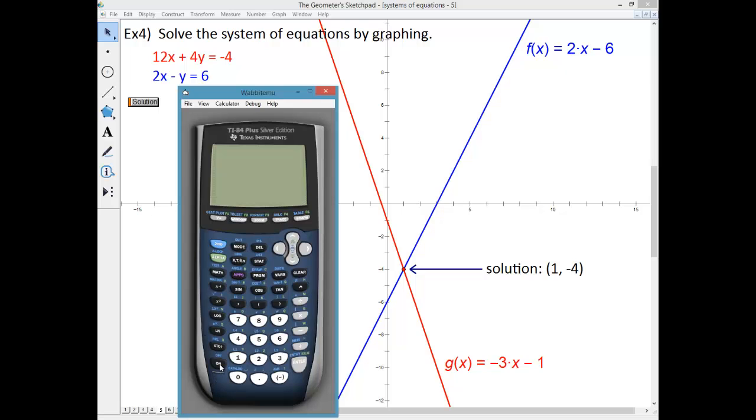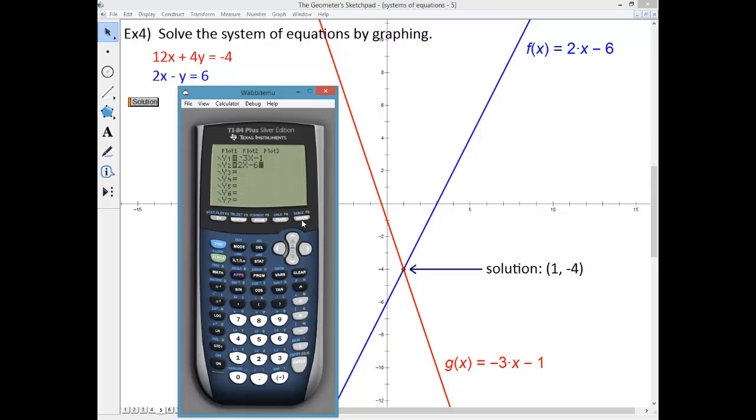So obviously turn your calculator on. You can clear the memory if you choose to, but it's not necessary for this exercise. We're going to go to our y equals screen. For y1, we'll enter one of the two equations. For my y1, I'll enter the red equation, which is negative 3x minus 1. Then I'll go down to y2 and enter the blue equation, which in this case is 2x minus 6. Notice how I have both of my equations inputted here.